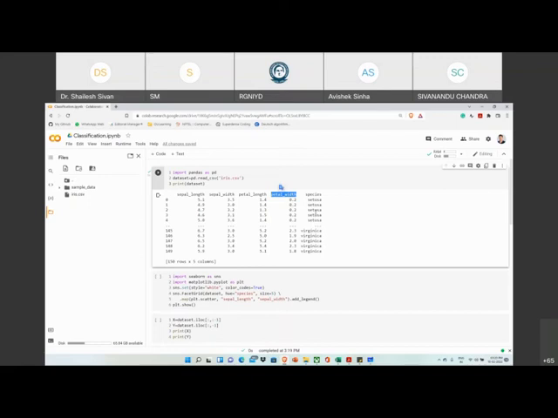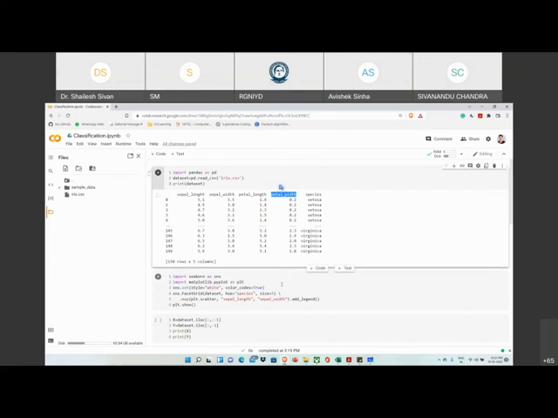So our task is to create a classification model for predicting the species of iris data. If you have an iris flower and you have measured the sepal length, sepal width, petal length, and petal width, then if you give these features as input, the system should predict whether it is setosa, virginica, or versicolor.